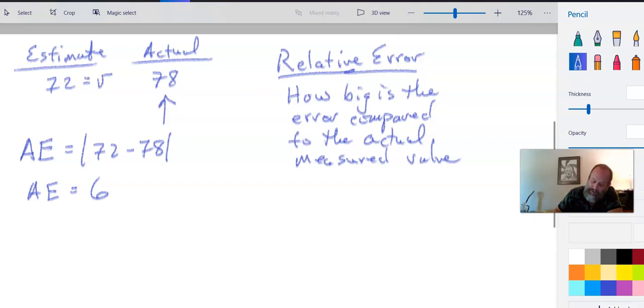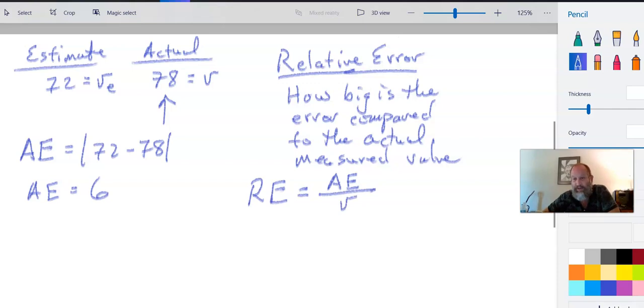And remember what the symbols for all these things are. The estimated value is VE. The actual value is just V. And so if we want to find the relative error, which your book is using RE to symbolize, it is the absolute error divided by the actual measured value. In this particular case, we are comparing 6 with 78, which was the value that we measured. So 6 was our error, 78 was the value we measured.